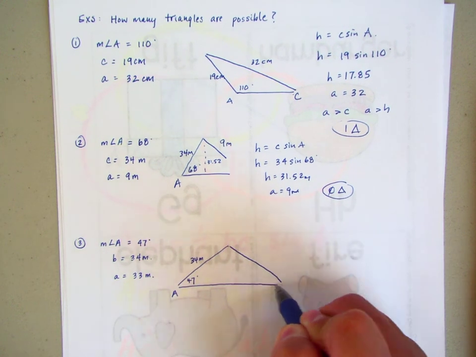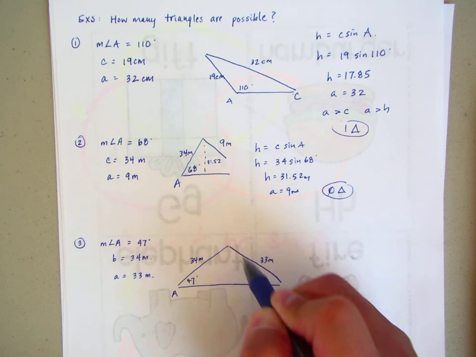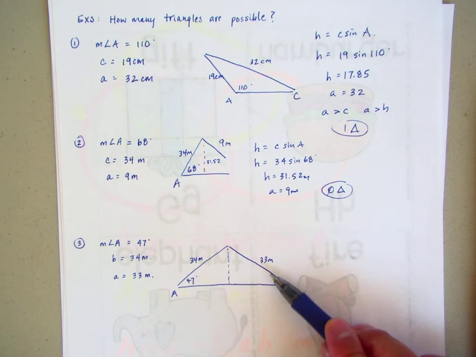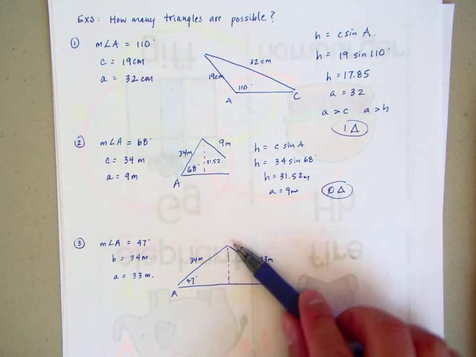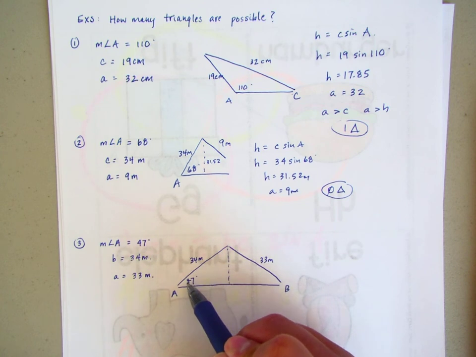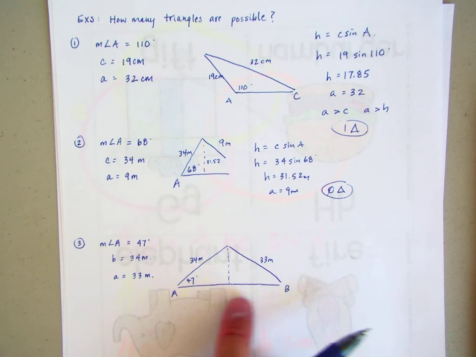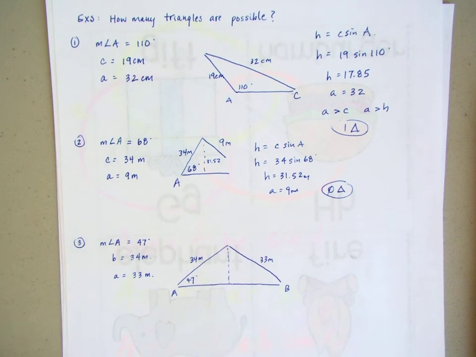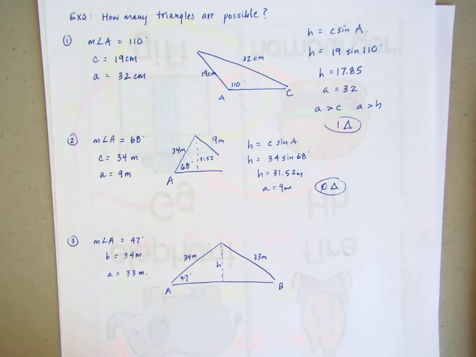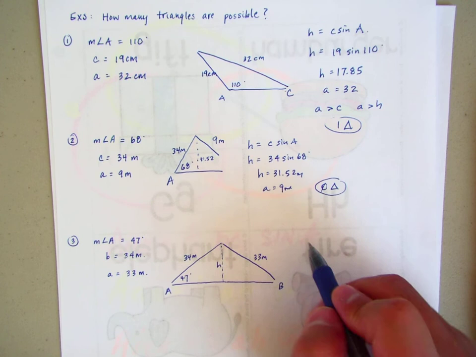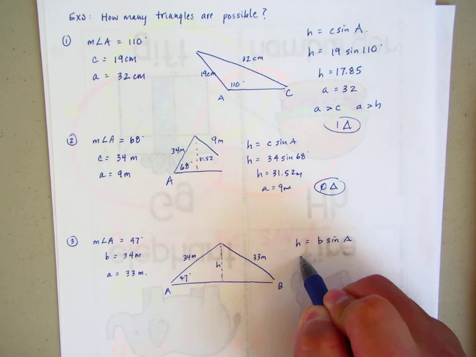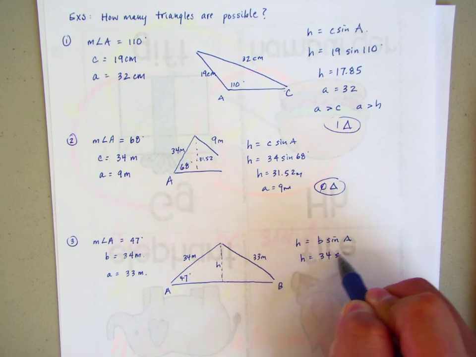So the first thing I'm noticing without using my formula, I can think, all right, 33, I can do it here, or I can swing it around here, and 33 would just be a little bit short of 34. So if I can understand the picture, this is going to be a two triangle case. But let's go ahead and find this value of h because that's how we determined it. We compared the values of h, a, and b. So h equals, in this case, b sine of A. H equals 34 sine of 47 degrees.